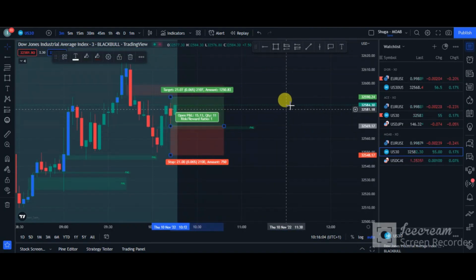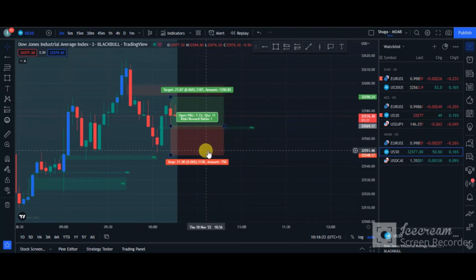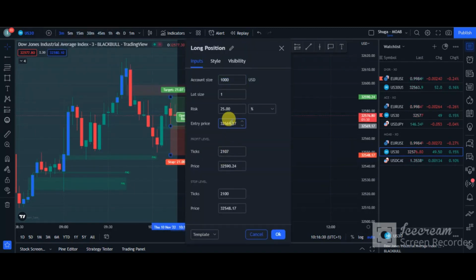So I had my pending order set here. I had my 1-to-1 for my break even. I usually like to move my stop loss to break even at 1-to-1 on every trade I take. So I was waiting for price to trigger me in at around 32569.17. You can see there's clearly an FVG there, and the price is retracing. So I was waiting for price to trigger me in.